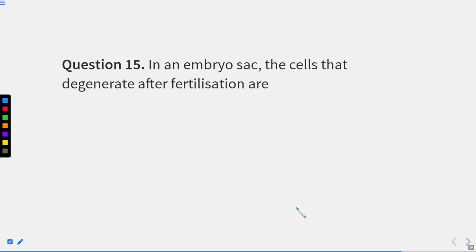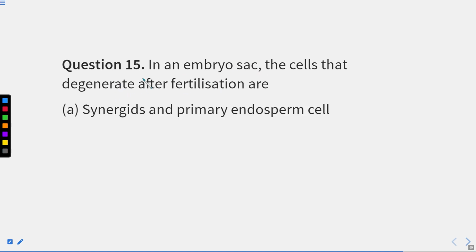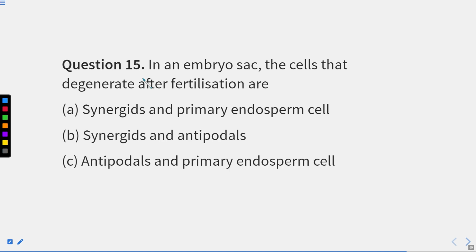Now let's talk about question number 15. In an embryo sac, which cells degenerate after the fertilization? After the fertilization, meaning the union of the gametes, which cells degenerate? Option A is synergids and the primary endosperm cell. Option B is synergids and antipodals. Option C is antipodals and primary endosperm cell. And option D is egg and the antipodals.